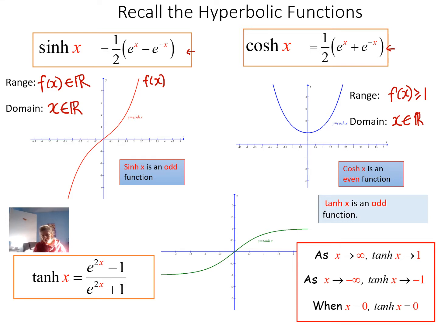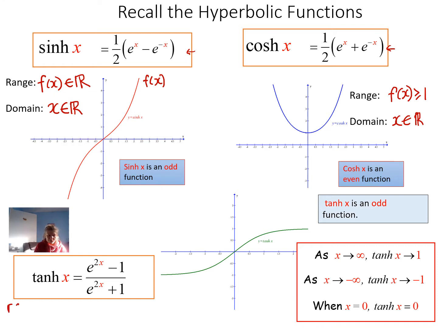But the graph of this one looks like this. And so the range and domain for that one are, as it says over here, as x tends to infinity, y tends to 1. As x tends to minus infinity, y tends to minus 1. When x is 0, tanh is 0. So I haven't written range and domain there, have I? So let me squeeze them on.